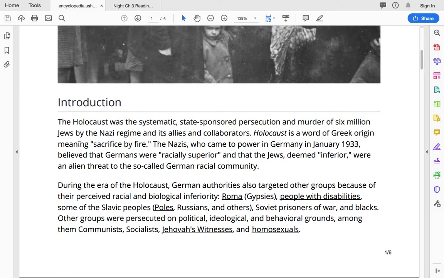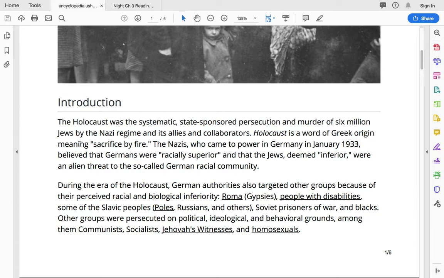Introduction. The Holocaust was the systematic state-sponsored persecution and murder of 6 million Jews by the Nazi regime and its allies and collaborators. Holocaust is a word of Greek origin meaning sacrifice by fire. The Nazis, who came to power in Germany in January of 1933, believed that Germans were racially superior, that means better, than the Jews, who were deemed inferior and an alien threat to the so-called German racial community.